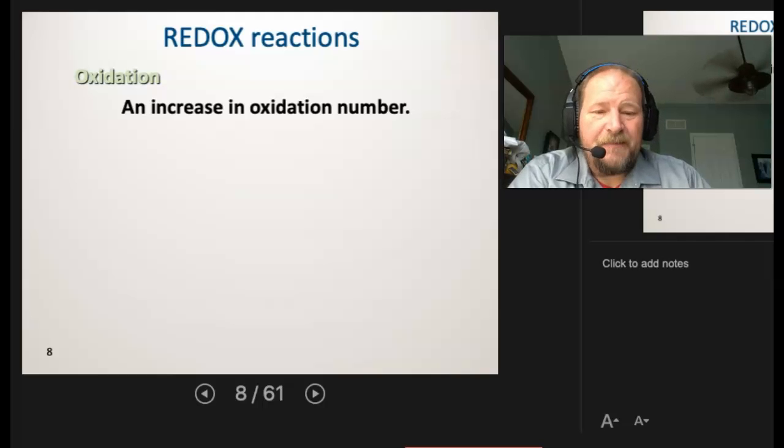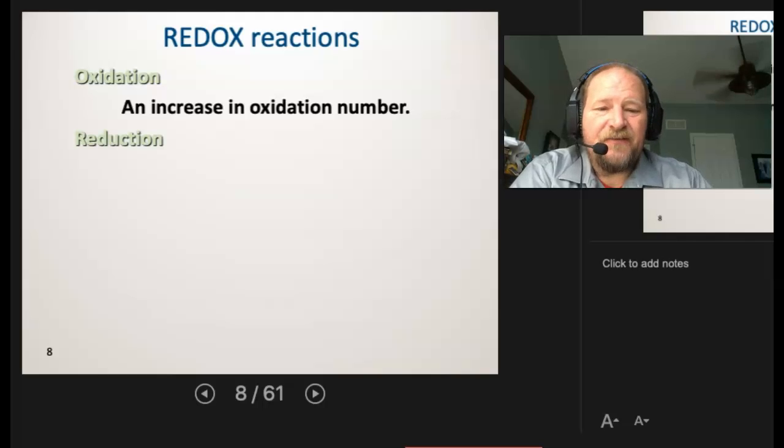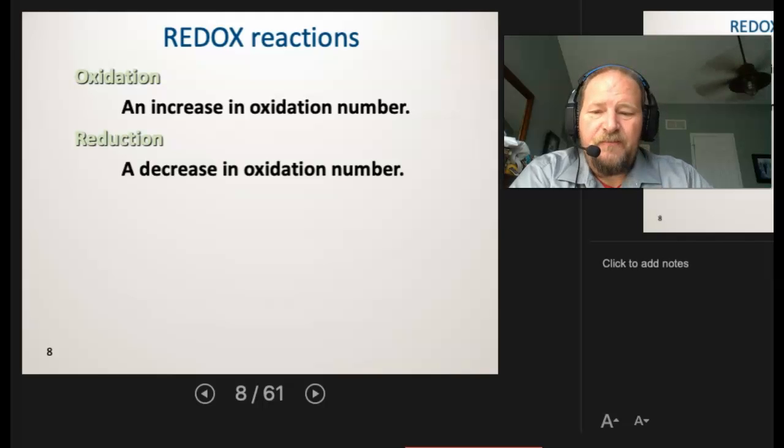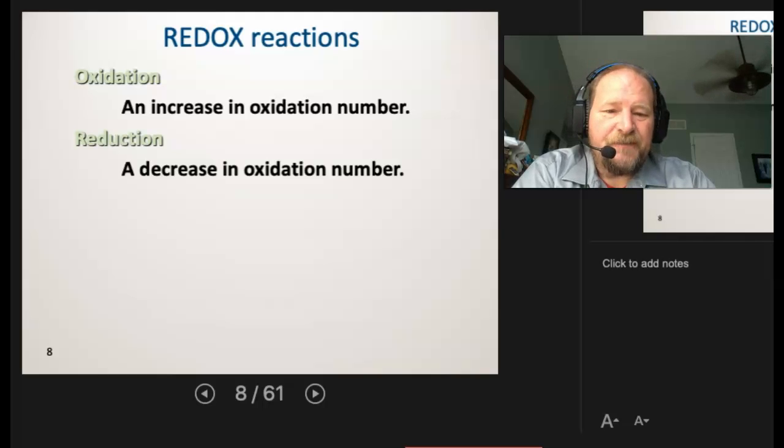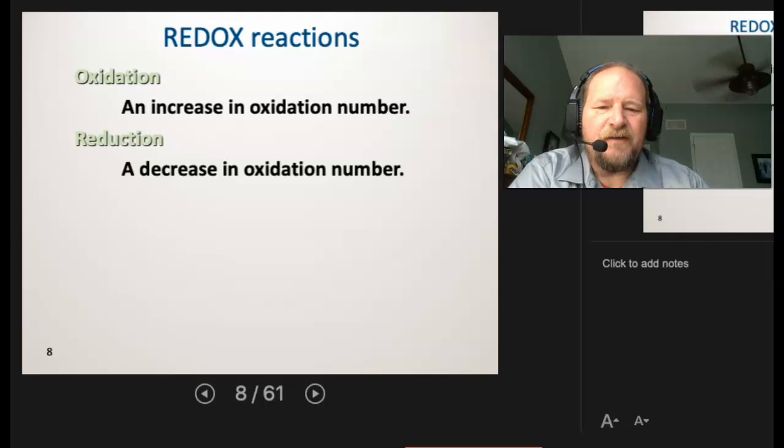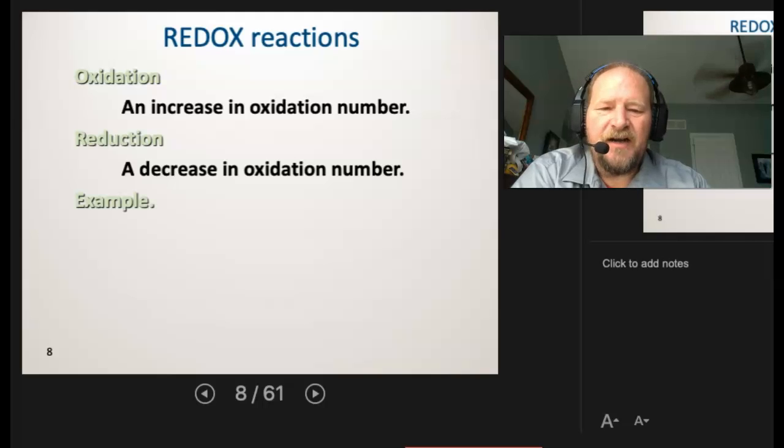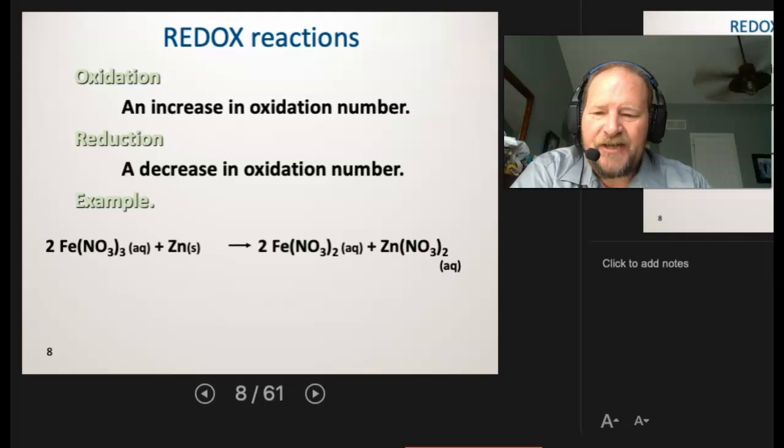Now, while that's happening, something else there has to be reduced. So then we would see a decrease in that oxidation number. And typically it's easier for students to see reduction simply because it makes sense. If I add an electron, I'll see the charge reduce. I'll see it go down. Oxidation is like a new word for us. All right, so let's look at a sample reaction.